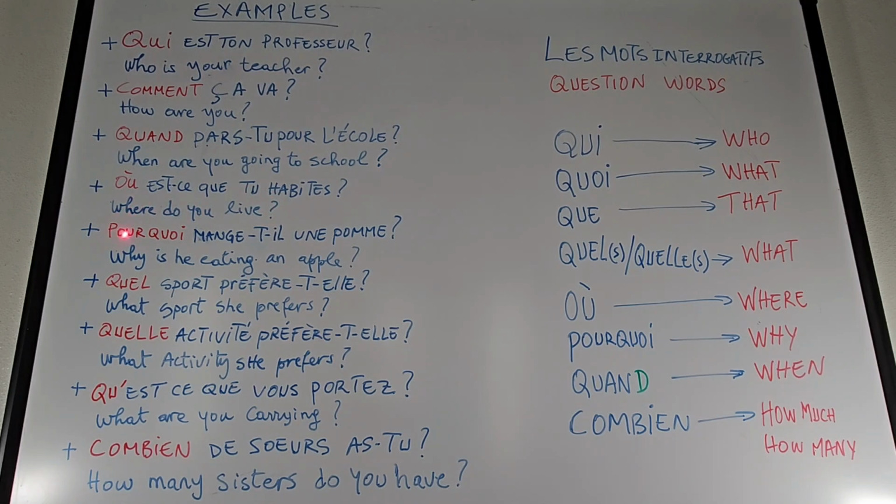Okay, we have pourquoi, which is why. An example of that is: pourquoi mange-t-il une pomme? Which means, why is he eating an apple? Une pomme means an apple.